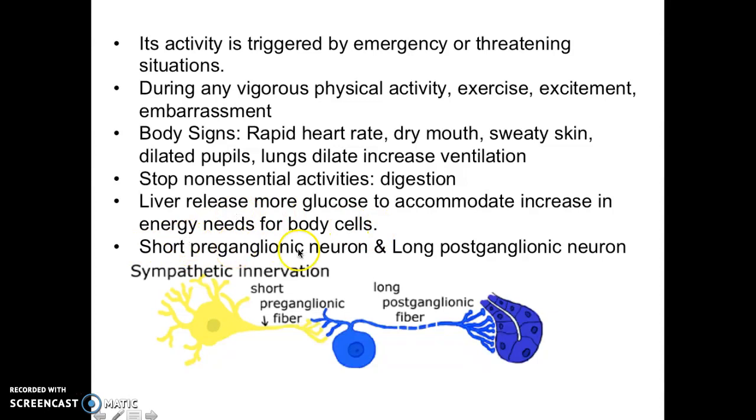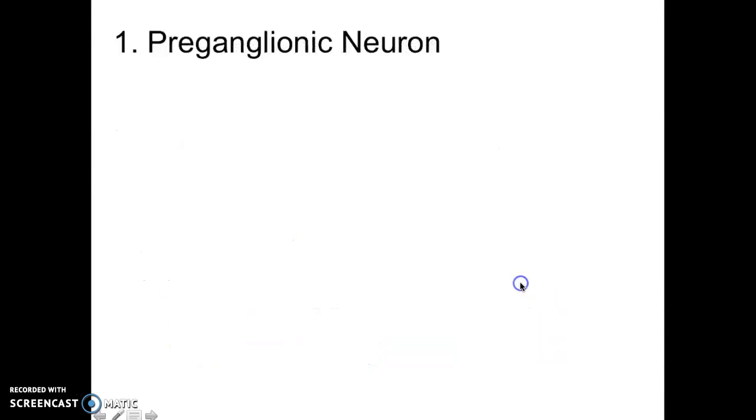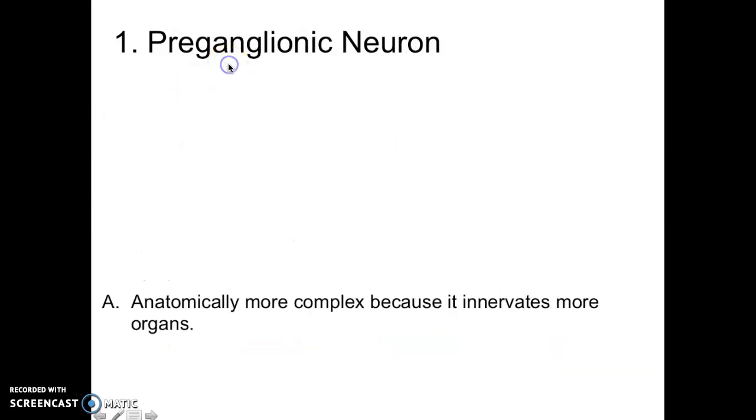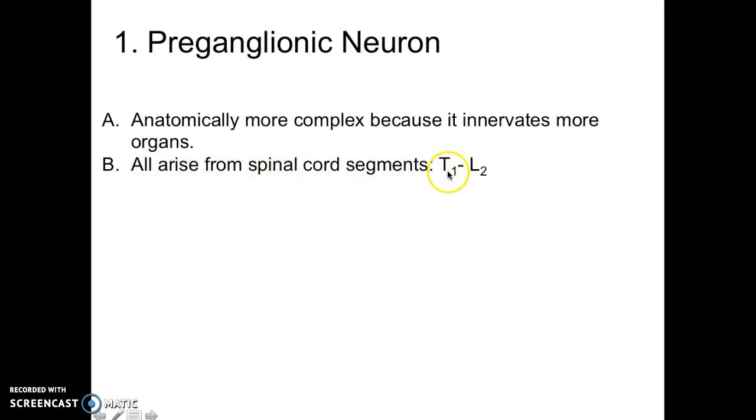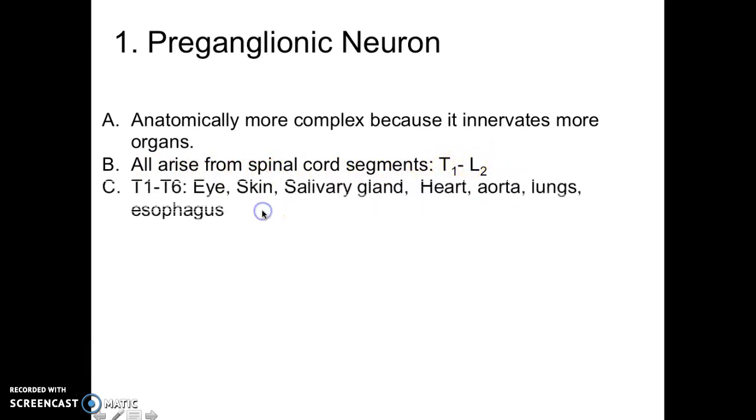You have a shorter preganglionic neuron and a lot longer post-ganglionic neuron. Okay, so the sympathetic division is anatomically more complex because it innervates more organs. So in other words, it's controlling a lot more things than with parasympathetic, because a lot of things are being turned on. All arise from the spinal cord segments of T1 through L2, so the thoracic to the lumbar.